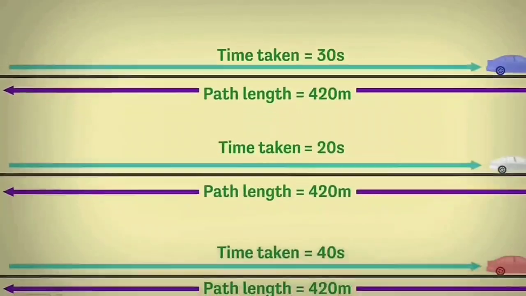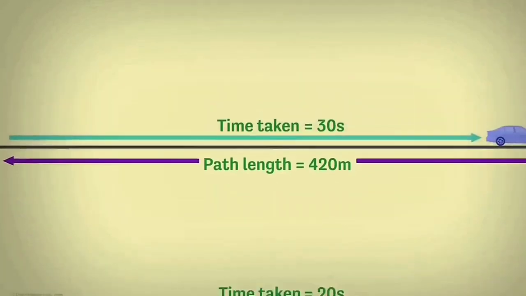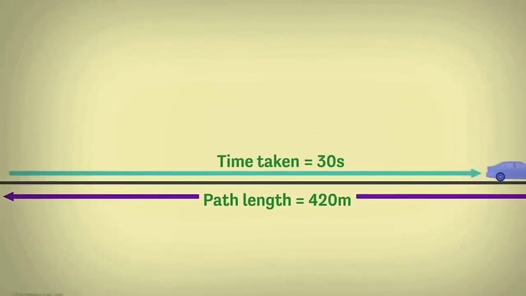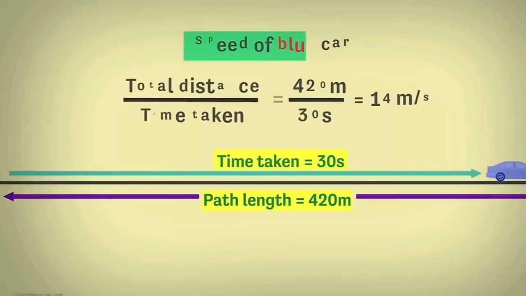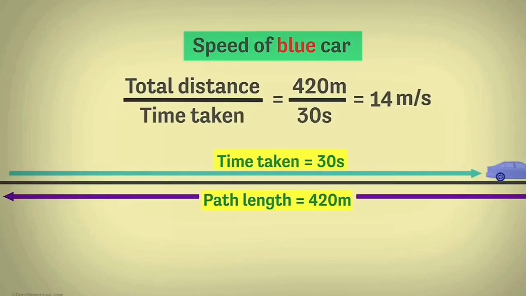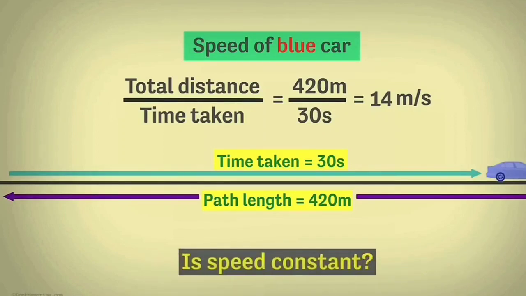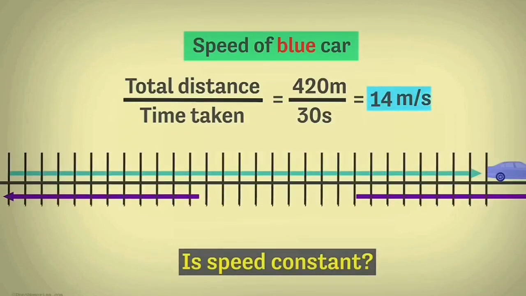Look at the example of one of the cars. Say car A. The only information I gave you was that it covers 420 meters in 30 seconds. That gave us the speed as 14 meters per second. I want you to answer the next question I'm asking you. In this example, can we say that the speed of the car A is constant throughout this distance? Are we saying that the car is covering 14 meters every second throughout the path? No, that's not what we're implying.